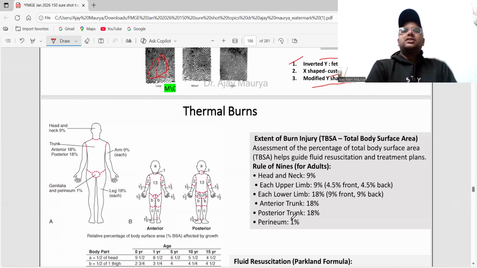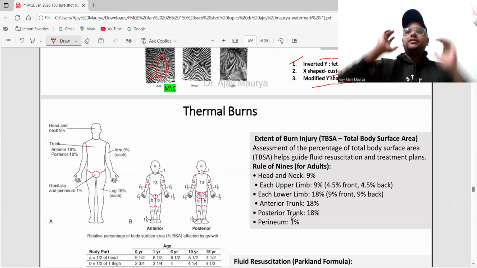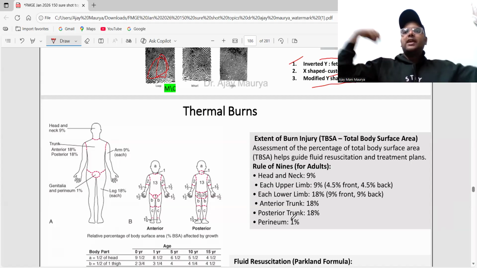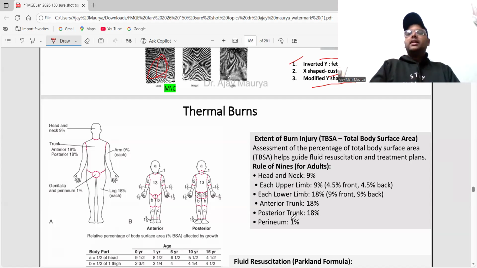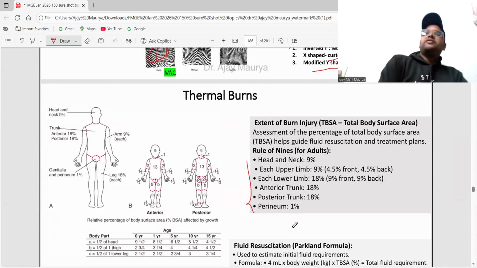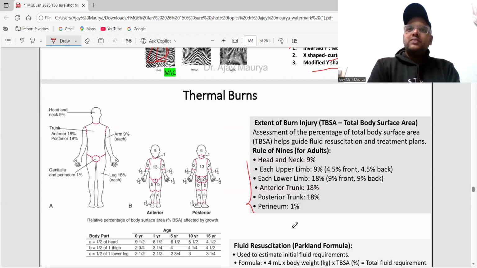For thermal burns you have to estimate the TBSA, total body surface area. So there is the rule of 9. I think everyone knows about that rule of 9. Head and neck 9%, each upper limb 9%, each lower limb 18%, anterior trunk 18%, posterior trunk 18%, perineum 1%. So you have to calculate the total body surface area. There is going to be a case scenario.